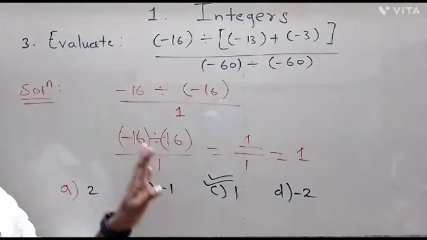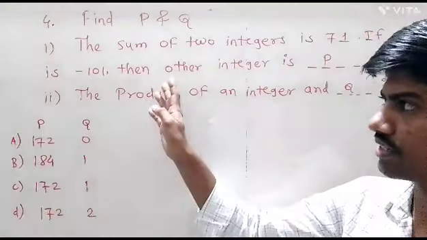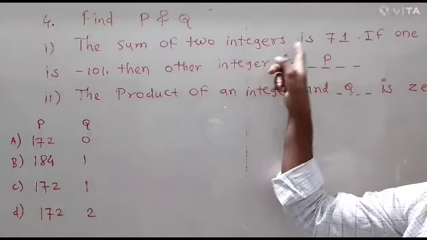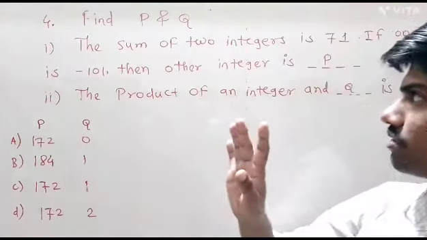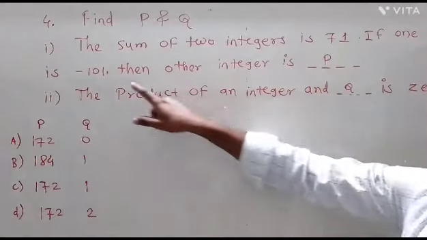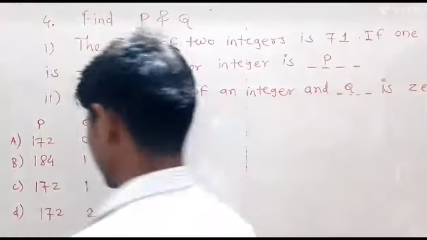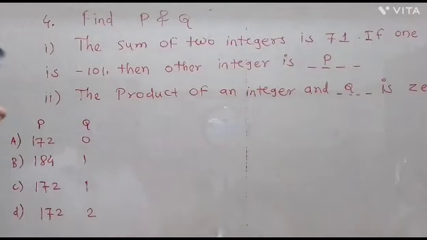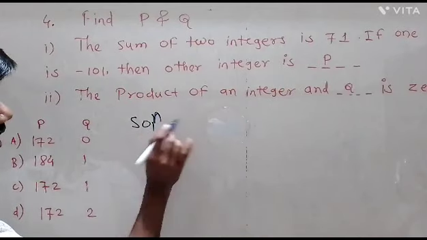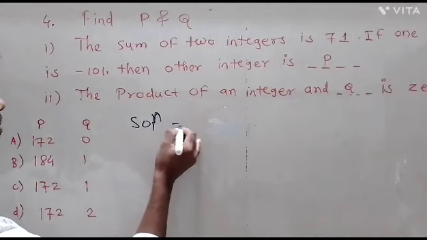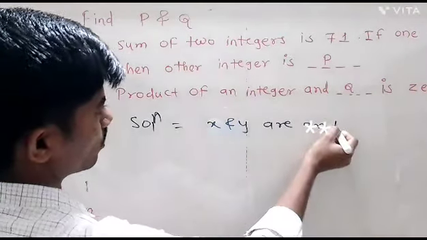So the next question is question number 4. Find p and q. They have provided two statements. The sum of the two integers is 71. We don't have two integers right now, we have only one integer, one of them is minus 101. Then find the other one. The basic thing is, we don't need to take a load of anything. Suppose in the solution the two integers are x and y.